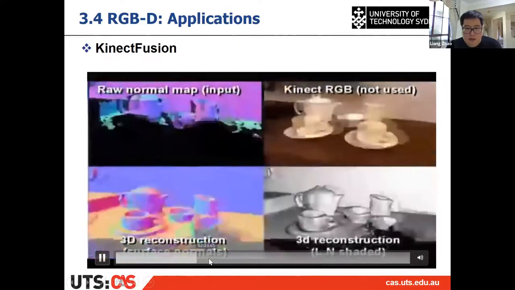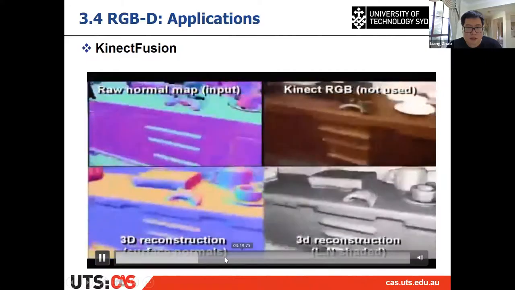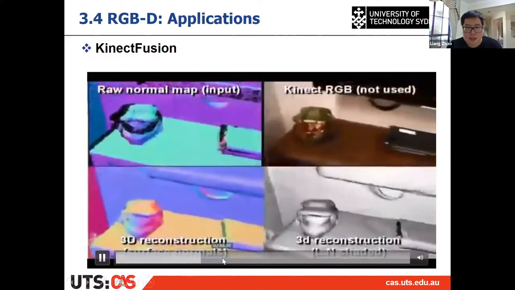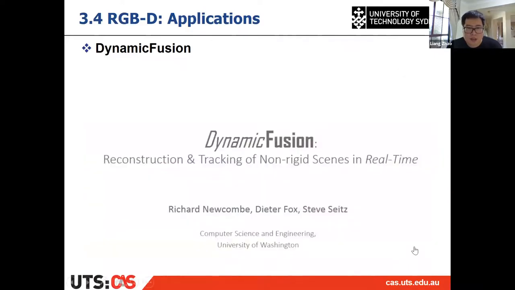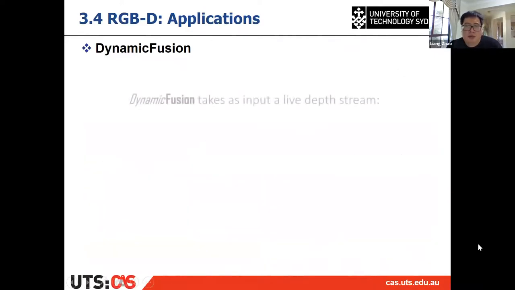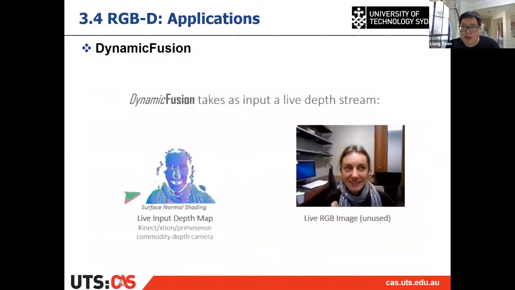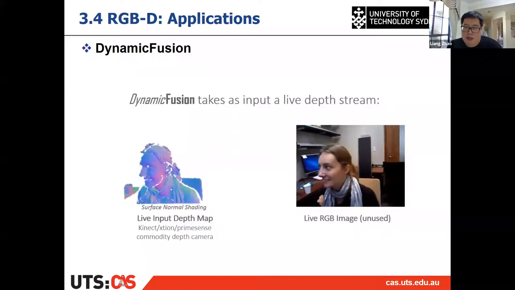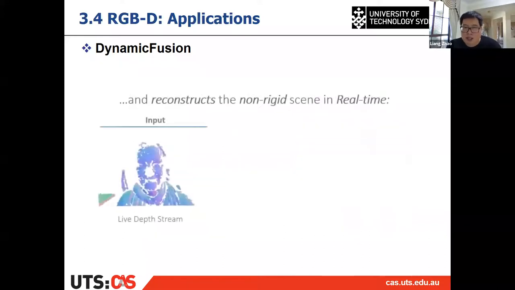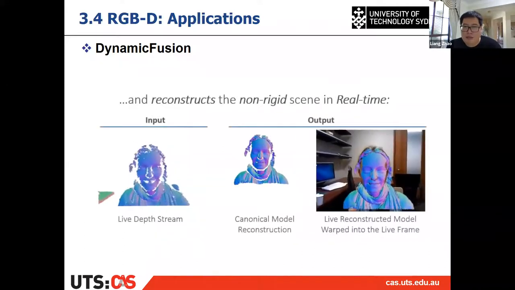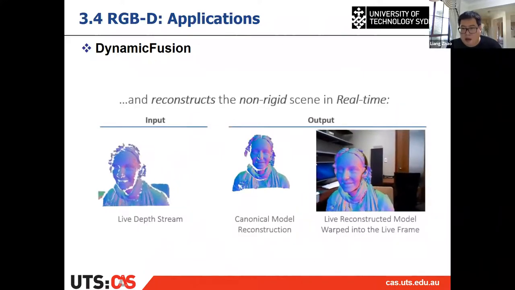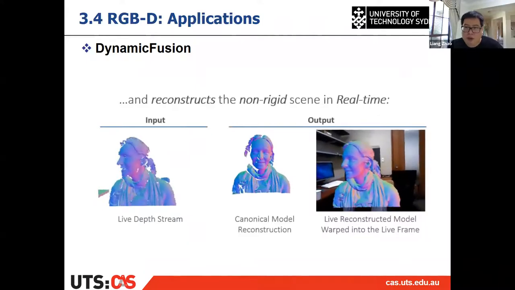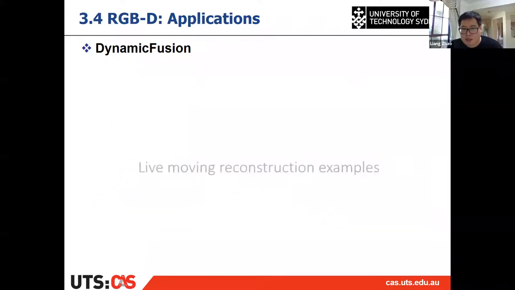Right, so what else do we have? Yeah, so here's another reconstruction case. The next one we call dynamic fusion. It can fuse the scene. It can do the reconstruction in a much harder case, which means the object can deform. Even if the object moves or deforms, we can still do the reconstruction by using the RGBD camera.